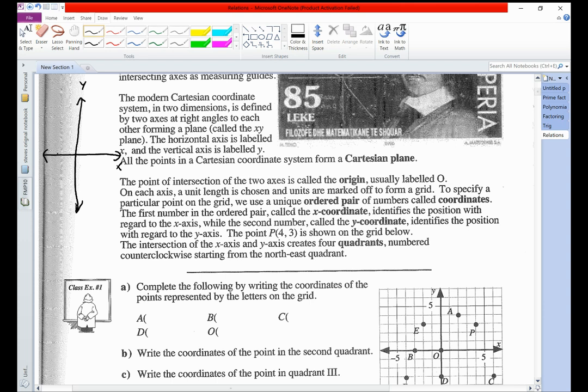So there's a couple of things that we want to discuss regarding these graphs. The intersection of these two axes is called the origin. So the origin is right there, right in the middle. If you hear me in class say, oh, start at the origin, that is the center of the graph, or where those axes meet.